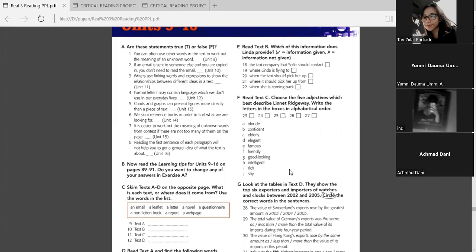Number 23 is... what? 23 is elegant. What's E, below? E or C? D, elegant. Are you sure? D, elegant? Is there any answer?